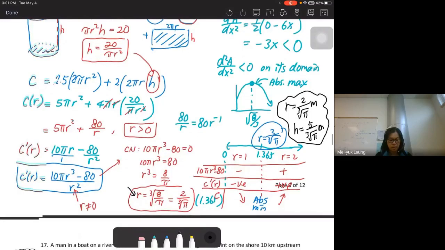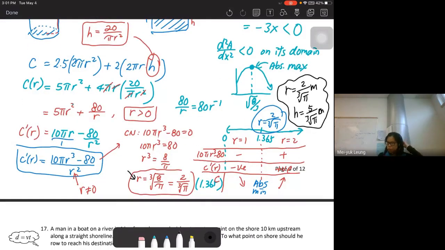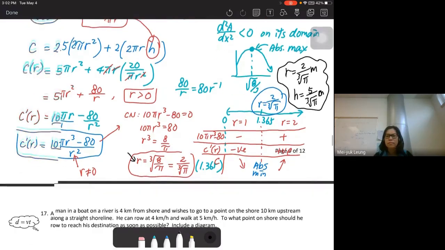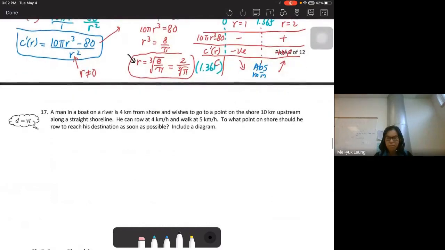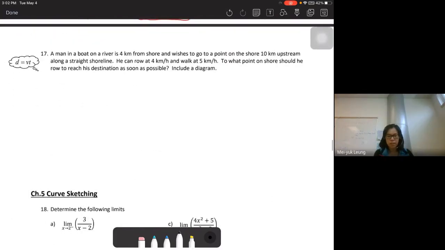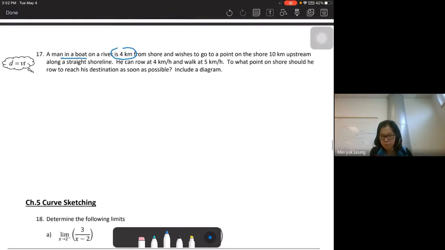Next one. Am I going too fast? Okay, number 17. So number 17 is another interesting optimization problem. A man in a boat on the river is 4 kilometers from the shore and wishes to go to a point on the shore 10 kilometers upstream along the straight shoreline.